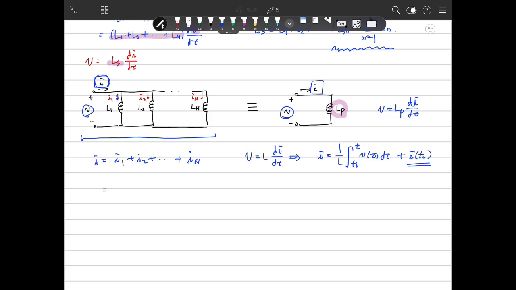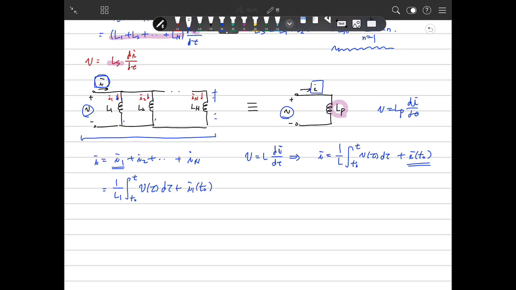Then using here, what is I1? I1 will be 1 over L1 integral from t0 to t of V(tau) d tau plus I1(t0). And here, the voltage is common. That value is the same, so V is common in all the inductors.